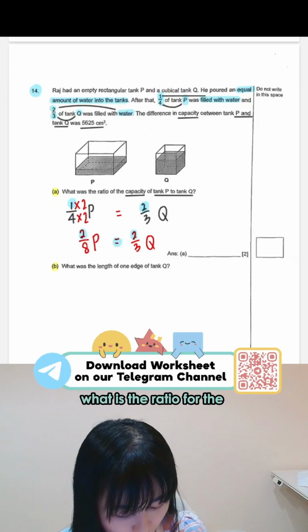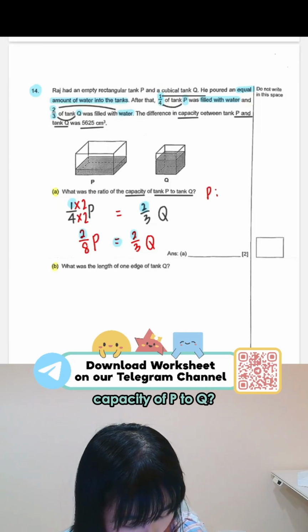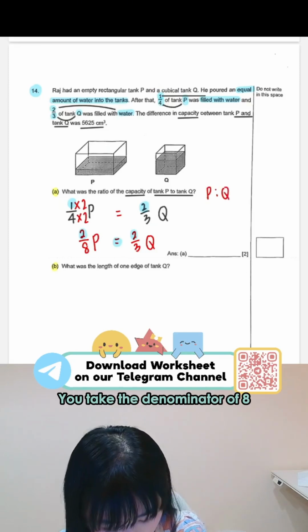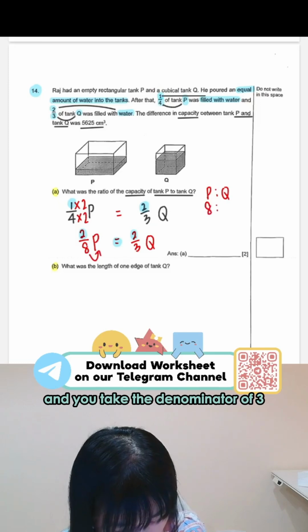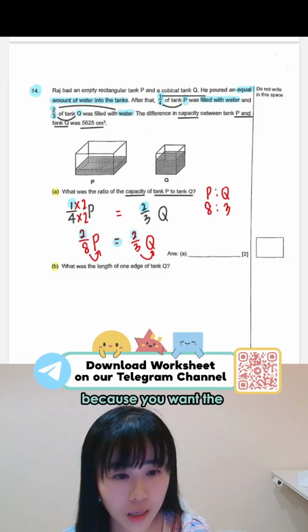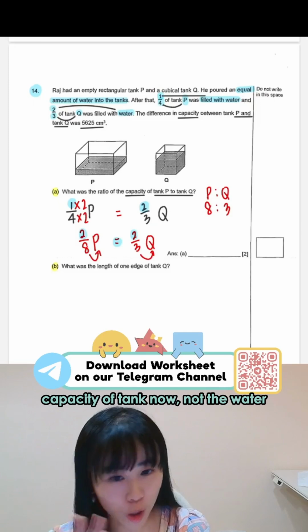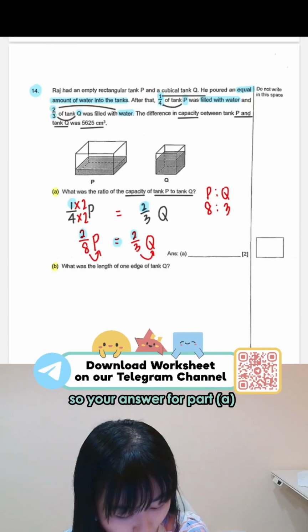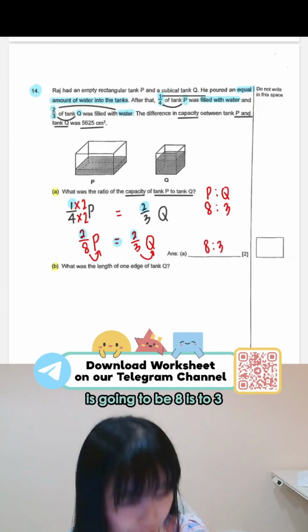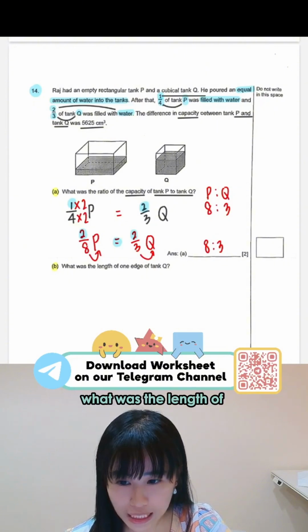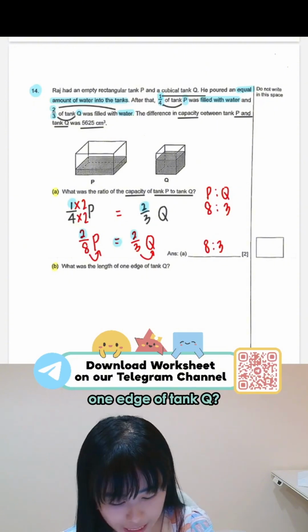Now, what is the ratio of the capacity of P to Q? You take the denominator of 8 and the denominator of 3, because you want the capacity of the tank now, not the water. So your answer for part A is going to be 8:3. Next, what was the length of one side of tank Q?